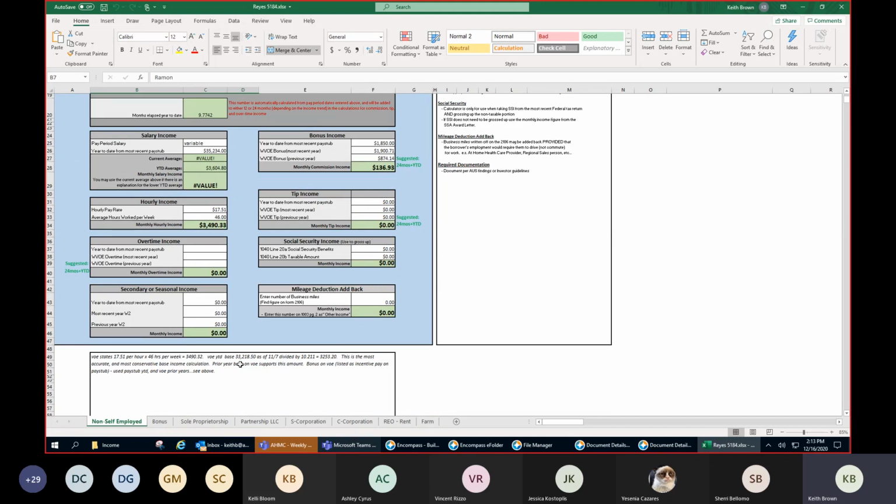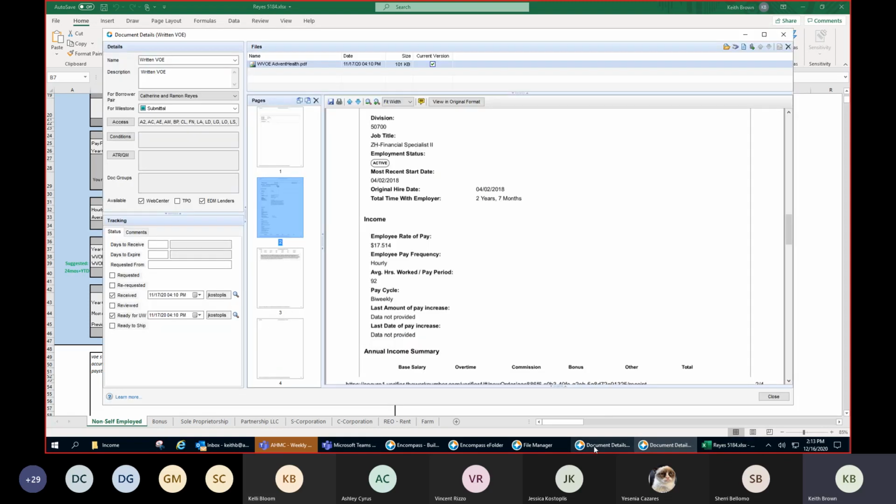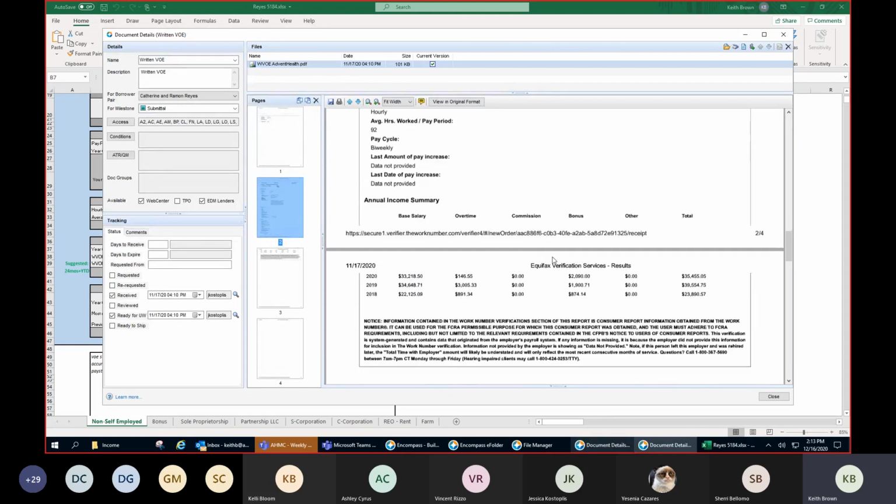So I use the VOE, so this is the most accurate, most conservative base income calculation. The prior year base on the VOE supports this. And what I simply did is I double checked to make sure that on my VOE, my prior year base income, when I divided it by 12, was pretty supportive of the current year. And it's almost identical.